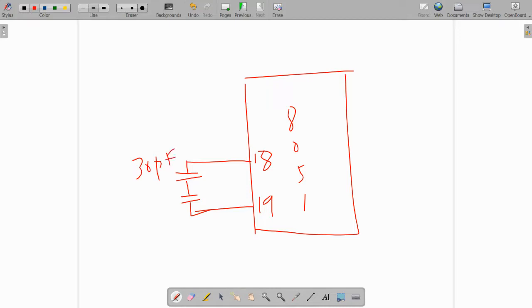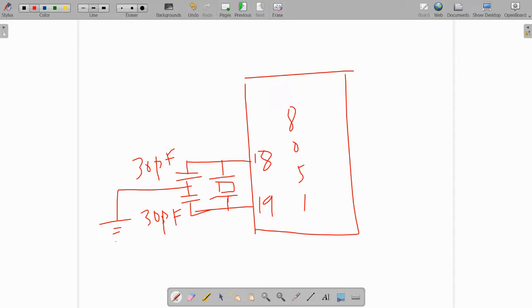30 picofarad. This is also 30 picofarad. This is grounded, and here you have a crystal, a quartz crystal. This is the circuit diagram I was talking about.